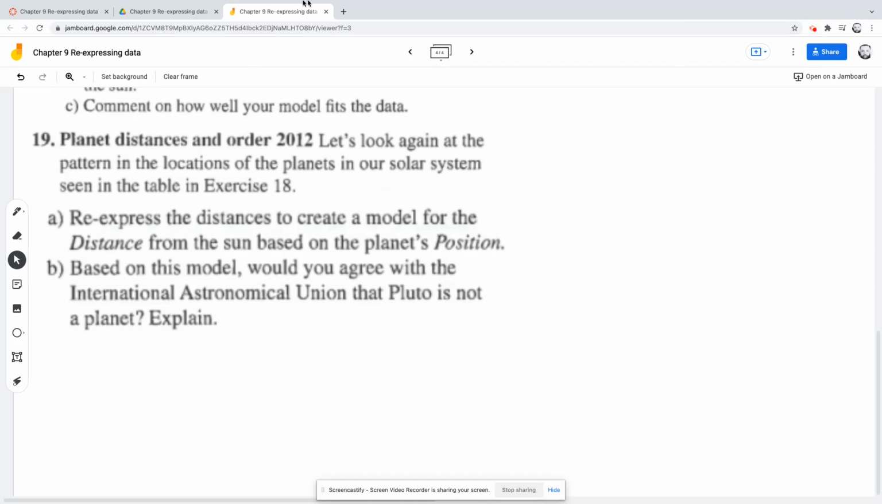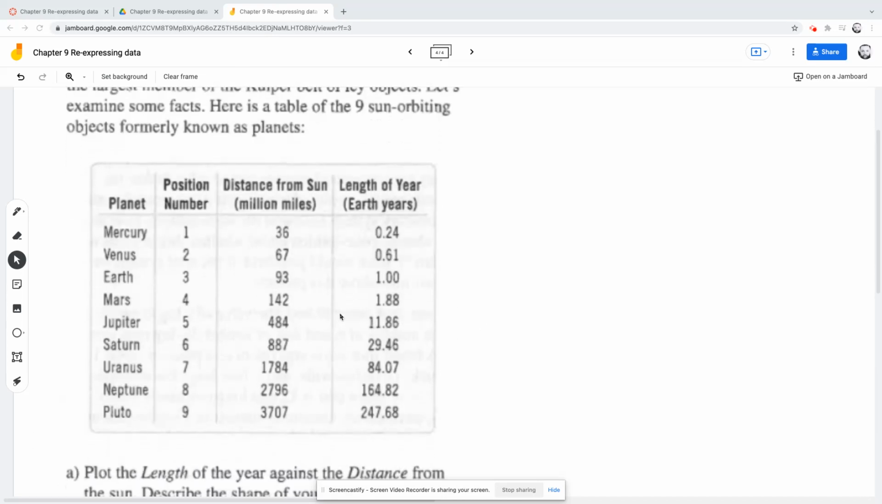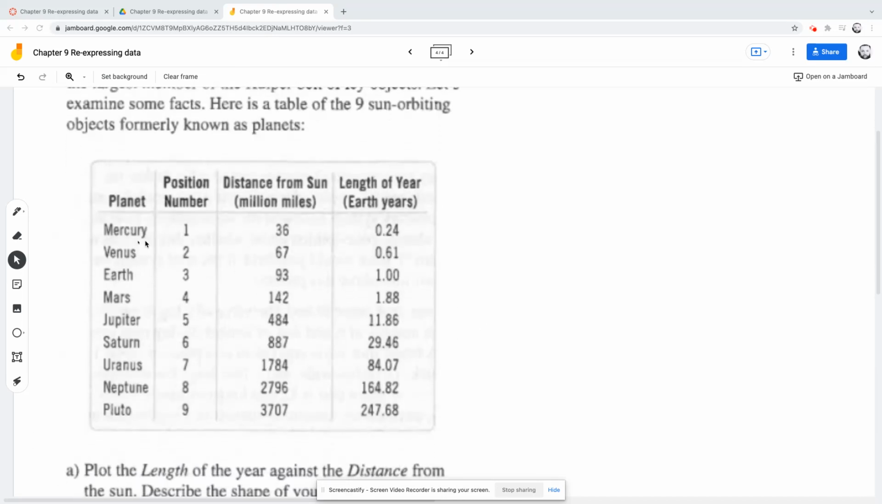All right, so to create the model, we are going to have to crank through and do some math. Let me read part 2. It says, based on the model, would you agree with the International Astronomical Union that Pluto is not a planet? Okay, so they're using statistical data to show that Pluto is not a planet. So let's look at the data. This is the planet. This is the distance from the sun.